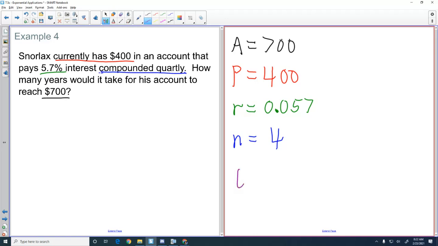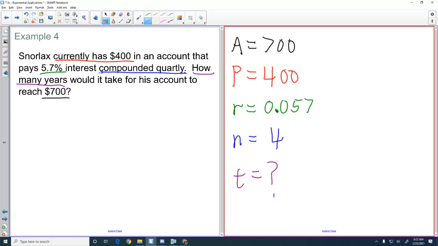And T is the time, the number of years it would take. Do we know what that number is? No, it's because it's asking how many years. So in this case, T is our unknown. So we're going to have to solve for T. So plug everything else in and solve for the unknown, just using good old-fashioned algebra.